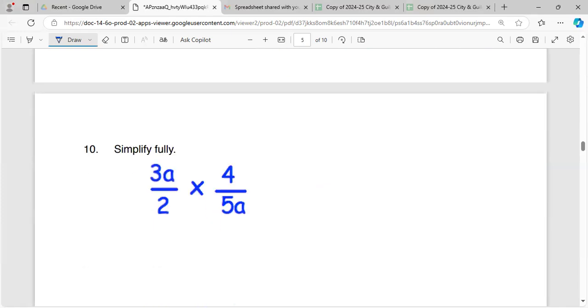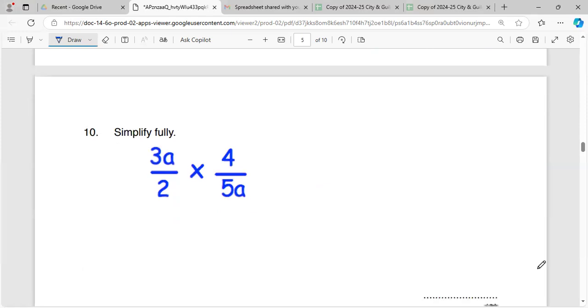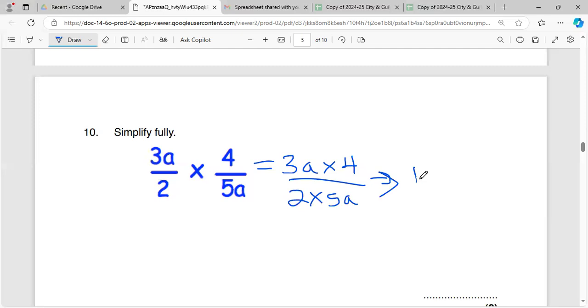This one says simplify fully. So this one is a little bit different. We can either multiply numerator by numerator or we can cancel. I'm going to multiply numerator by numerator and then cancel. All right. I do it the long way. So it's 3a, 5a. 3a times that will give us 12a. 2 times 5a is going to give us 10a.